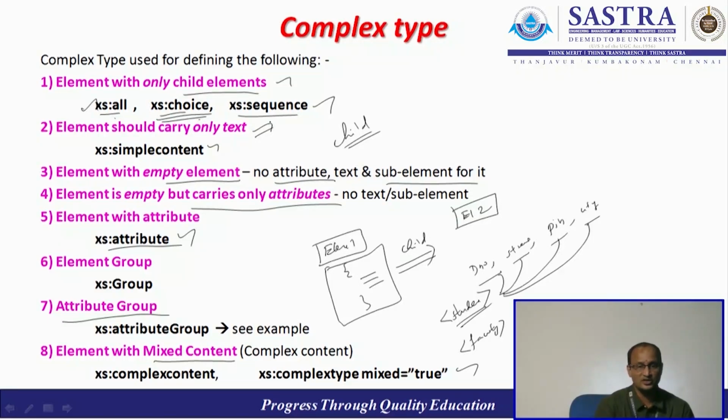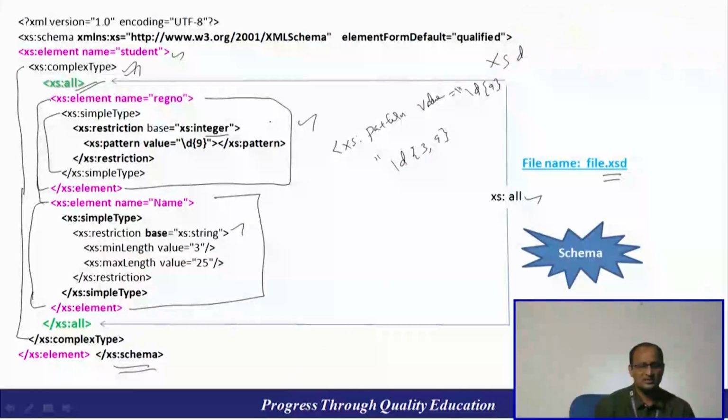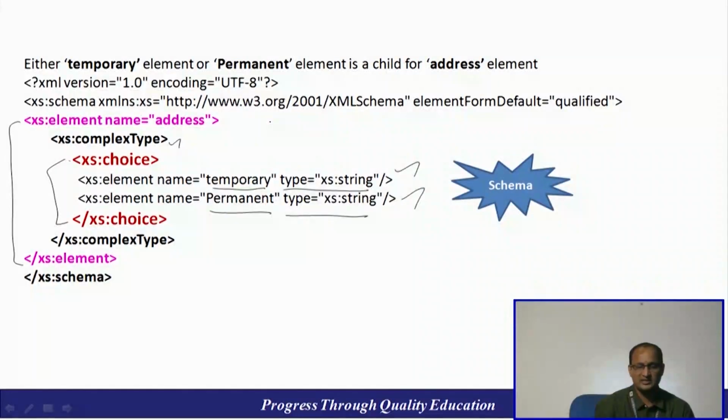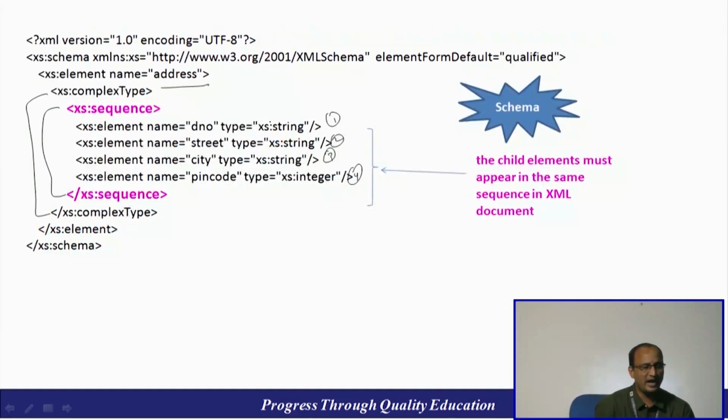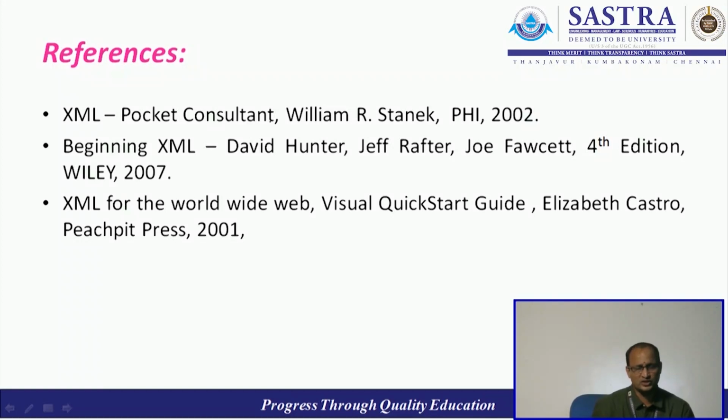Purely it is text. In that case, we have another type which is called xs:simpleContent. So simple content is one of the important mechanisms that we will be having. Before that, the three, that is all, choice, sequence, can be used exclusively for the element which is carrying child elements. So the next topic will be xs:simpleContent, that we will discuss in the forthcoming video lectures.